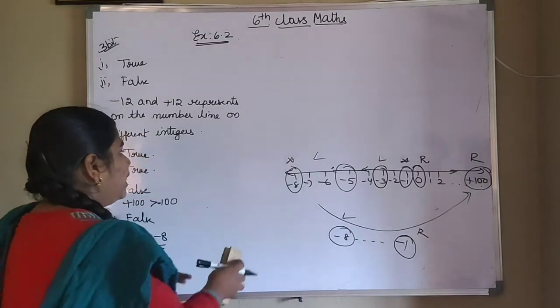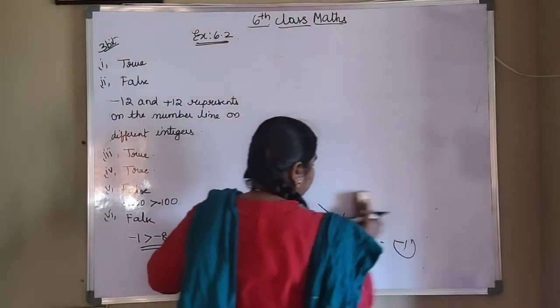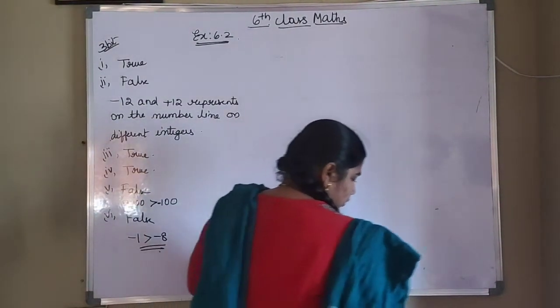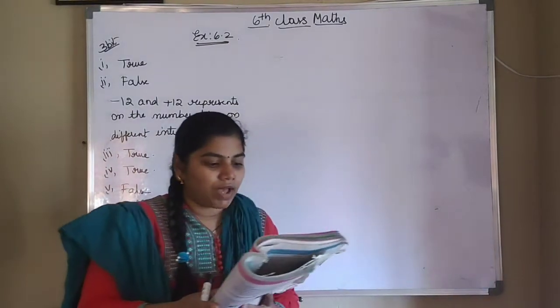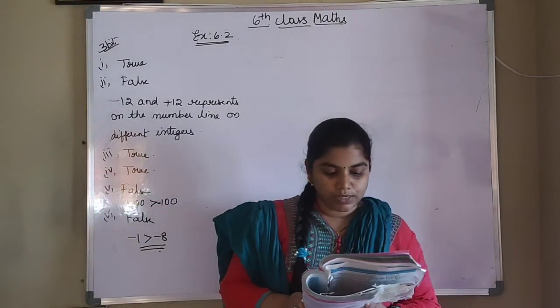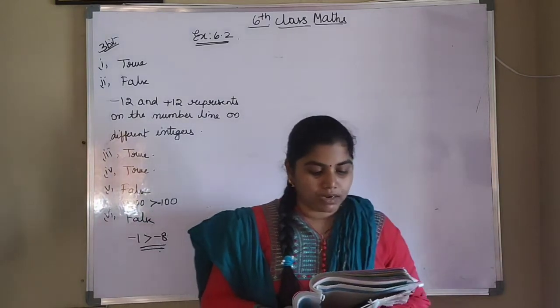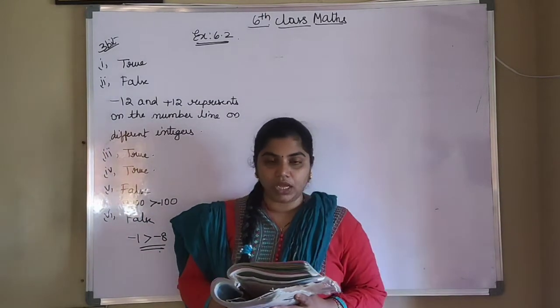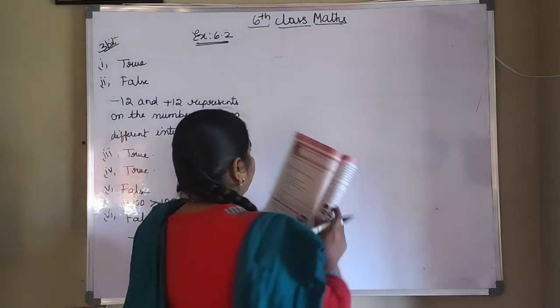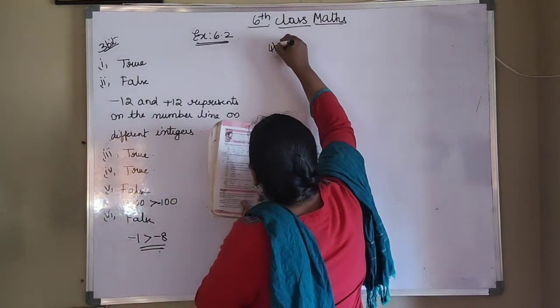Next is fourth one. So what is fourth question here? Find all the integers which lies between the given two integers. Also represent them on a number line. So we have to represent them on a number line also. So your fourth bit.